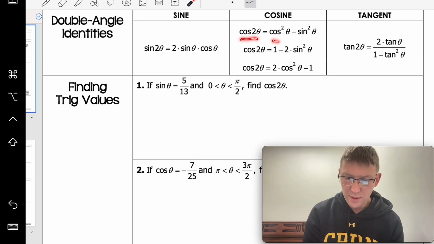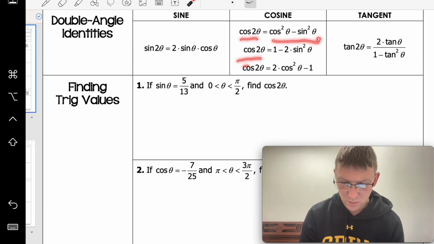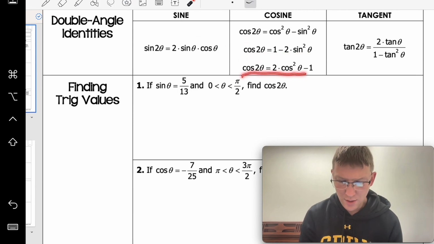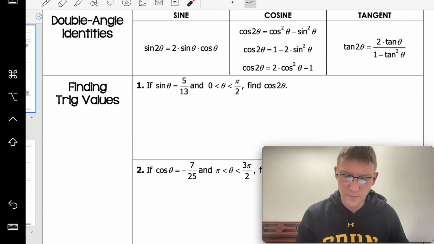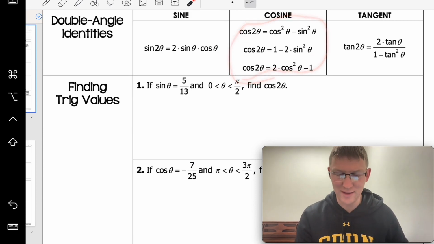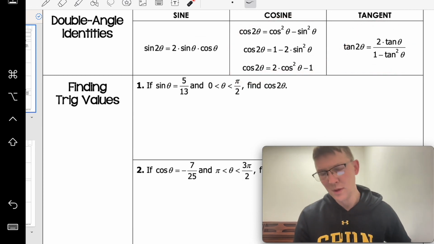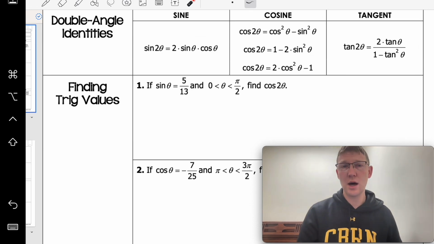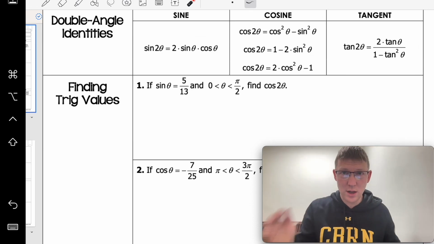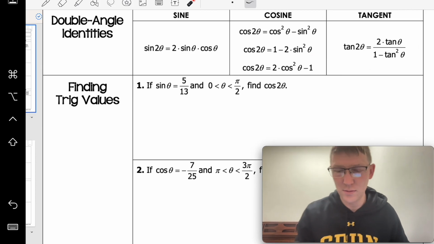So this one uses the Pythagorean identity, cosine squared minus sine squared. This one has another variation of that. And these are actually all kind of the same thing, just algebraed around. But it's helpful to have them all written out like this. And then, of course, tangent looks weird. Tangent always looks weird. He's an oddball. So let's see how they work, and let's do some problems.